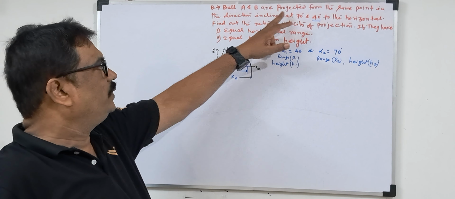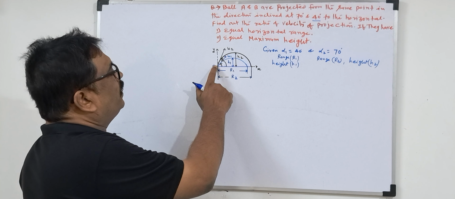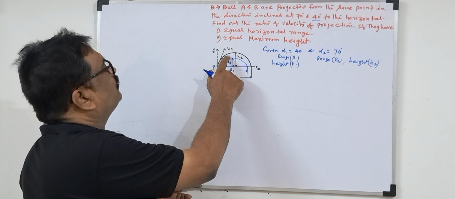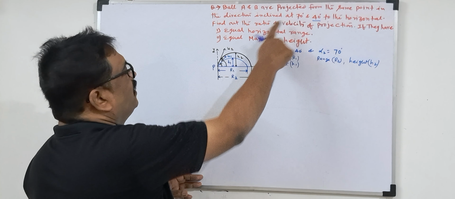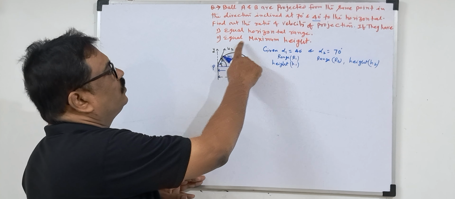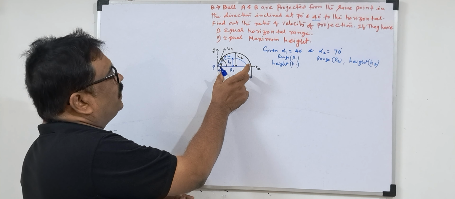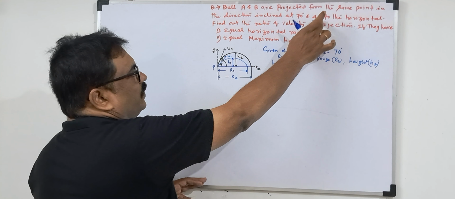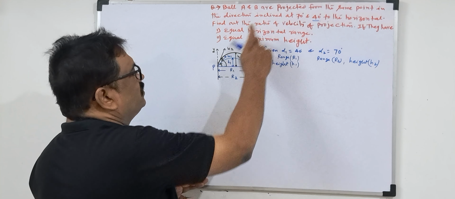Two balls A and B are projected from the same point. Suppose this point is P. u1 is the velocity of projection and u2 is the velocity of projection at a different angle: 70 degrees with velocity of projection u2, and 40 degrees with u1, respectively. R1 is the range when the angle of projection is 40 degrees, and R2 is the range when the angle of projection is 70 degrees.